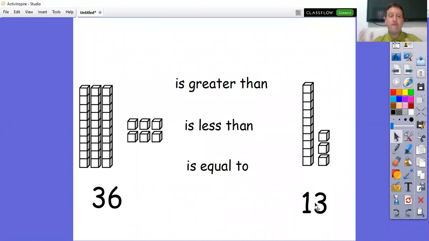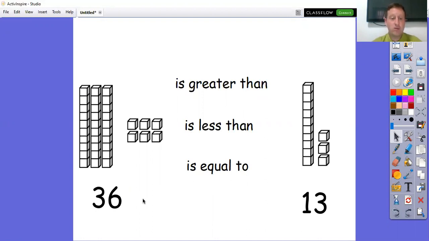So remember your vocabulary from before? We had is greater than, which means bigger, more. We had is less than, which means fewer or not as many. And we have is equal to, which means the same number, okay? Now, it's quite easy to see here. 36 and 13, they are not the same number. So it cannot be is equal to.